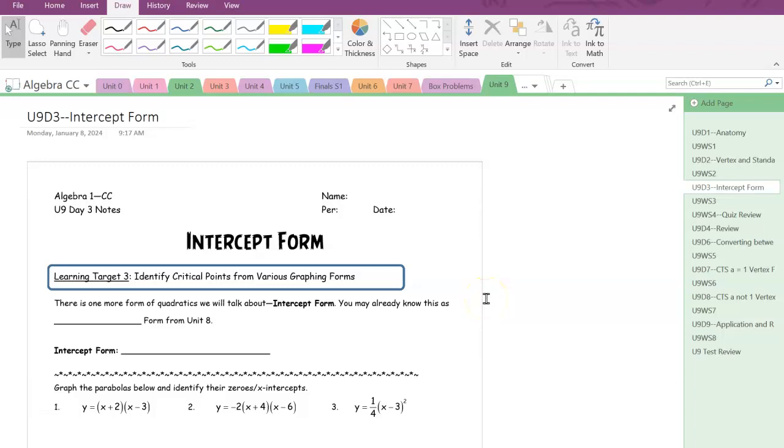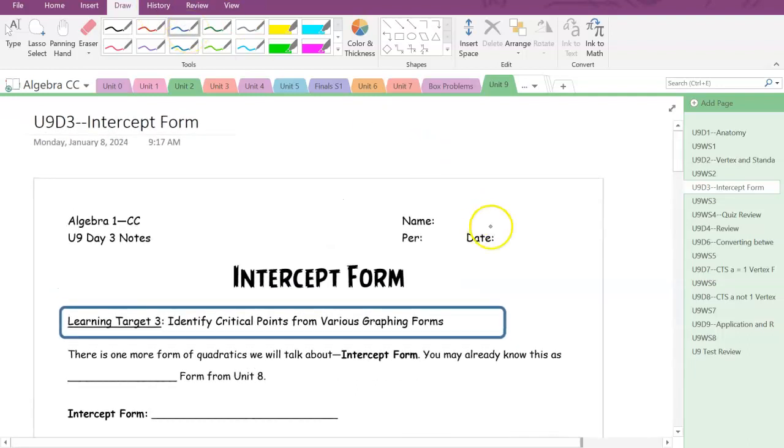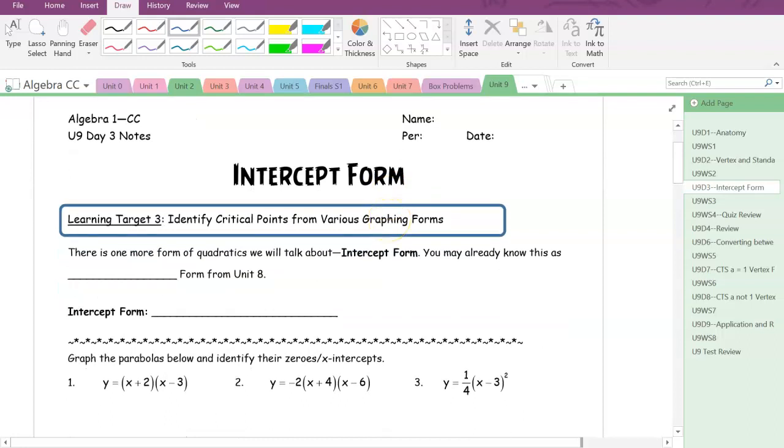Hello, Algebra 1. So yesterday we talked about standard form and vertex form, and today we're going to talk about one more form of quadratics, which is called intercept form. This is actually a form that you know about already. It is another name, a more specific name, for what we called factored form from Unit 8. Okay, so intercept form looks like this.